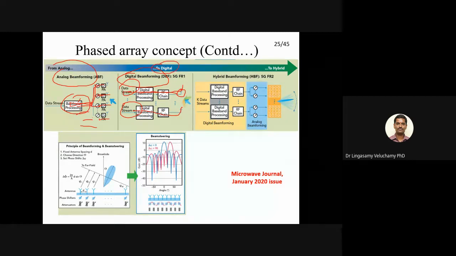For example, you can send one set of digital streams with a certain bandwidth in this RF chain, and another certain bandwidth in this RF chain. So this is supported. But the disadvantage here is that it is much costlier, because the number of components required is very much higher in digital beamforming, whereas in analog beamforming the number of components required is less.